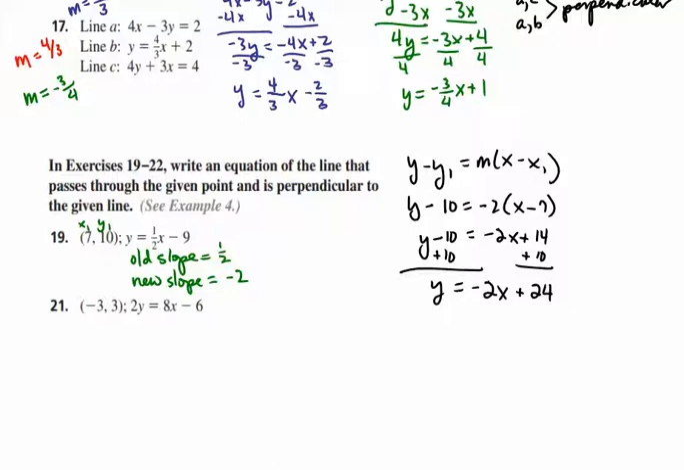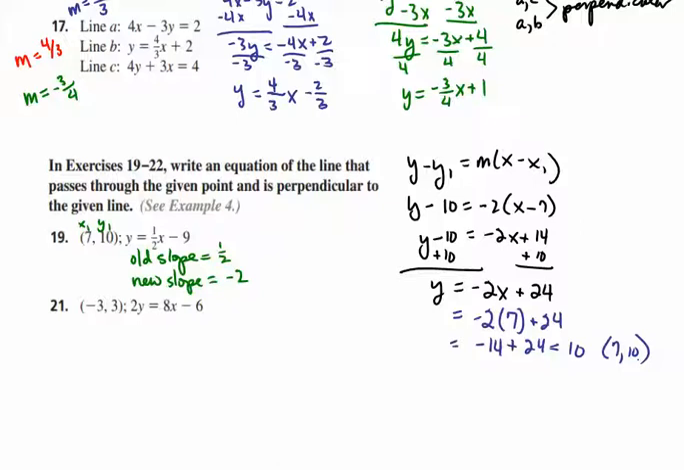If I plug in my x coordinate, when your x coordinate is 7, what is your y coordinate? Well, negative 2 times 7 is negative 14. Negative 14 plus 24 is equal to positive 10, and so we have the point 7, 10 on our line, which means that we've fulfilled the requirements.